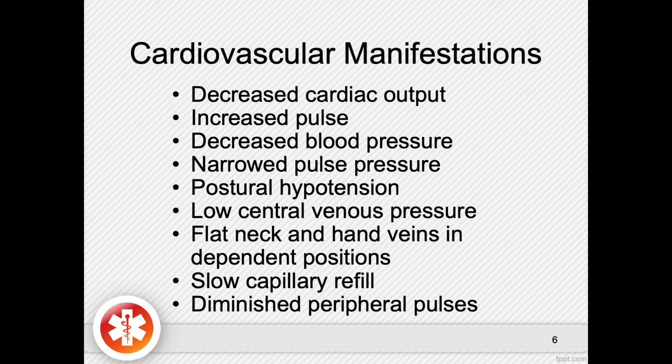Cardiovascular manifestations of shock vary. Initially, the body tries to compensate for the lack of perfusion. However, eventually, the body will reach an exhaustion phase. Cardiovascular manifestations, therefore, include a decreased cardiac output, increased pulse, decreasing blood pressure, narrowed pulse pressure, postural hypotension, low central venous pressures, flat neck and hand veins in dependent positions, slow capillary refill, and diminished peripheral pulses.